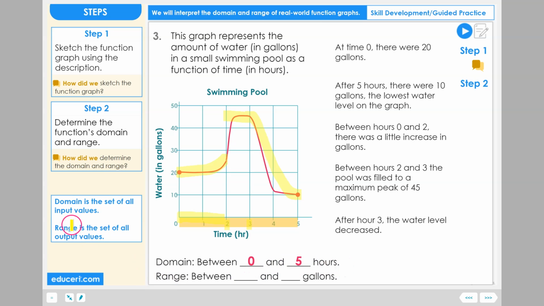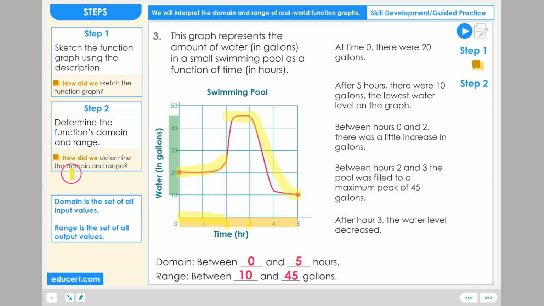The range is a set of all output values, all the different amounts of water that were in the swimming pool between this domain time. There was never less than 10 gallons and there was never more than 45 gallons in the swimming pool. Every value in between was a quantity that the swimming pool at one point contained. So the range is between 10 and 45 gallons.